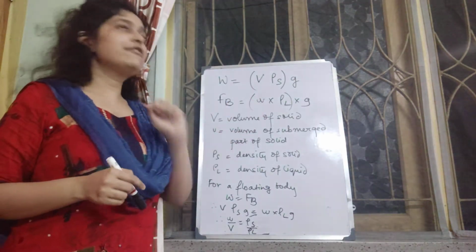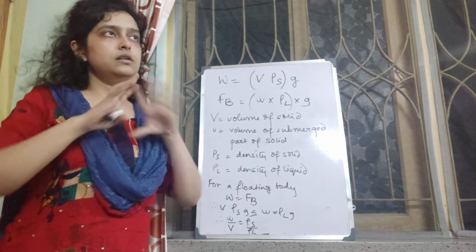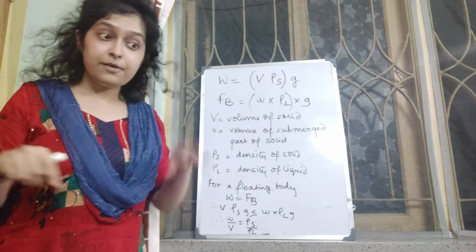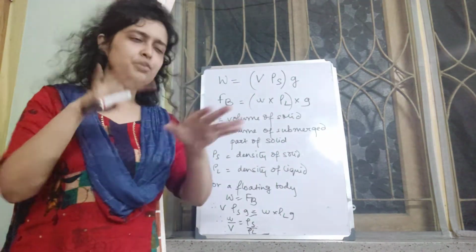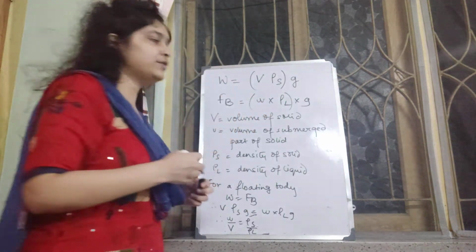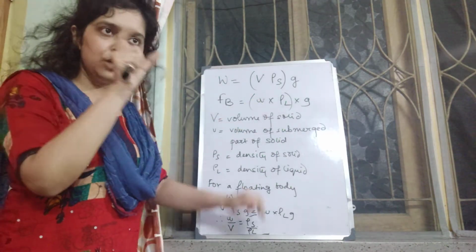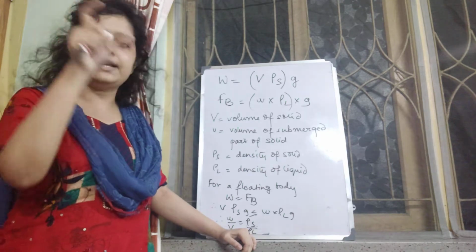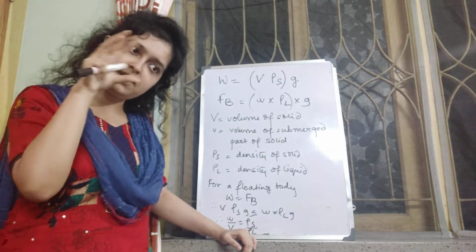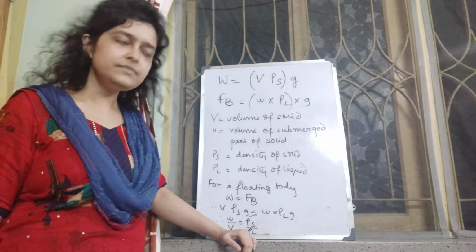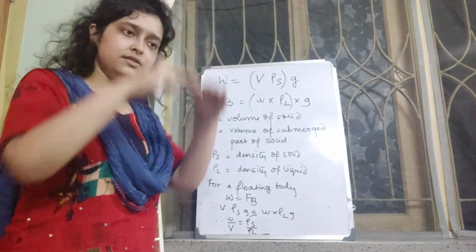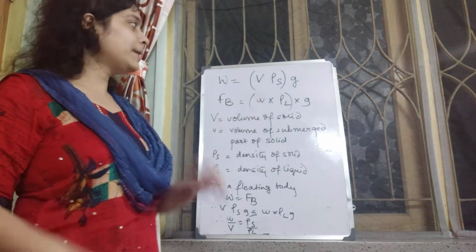But say I have immersed half portion of the solid. Then small v by capital V will be half, the fraction of the solid which is immersed. So we'll do that in numericals, don't worry. So just remember that. How do we find the upthrust? Formula: volume of the liquid displaced into density of liquid into G. The volume of the liquid displaced is the volume of the submerged part of the solid. So let it be small v. In the special case, if it's completely submerged, then small v equal to capital V.